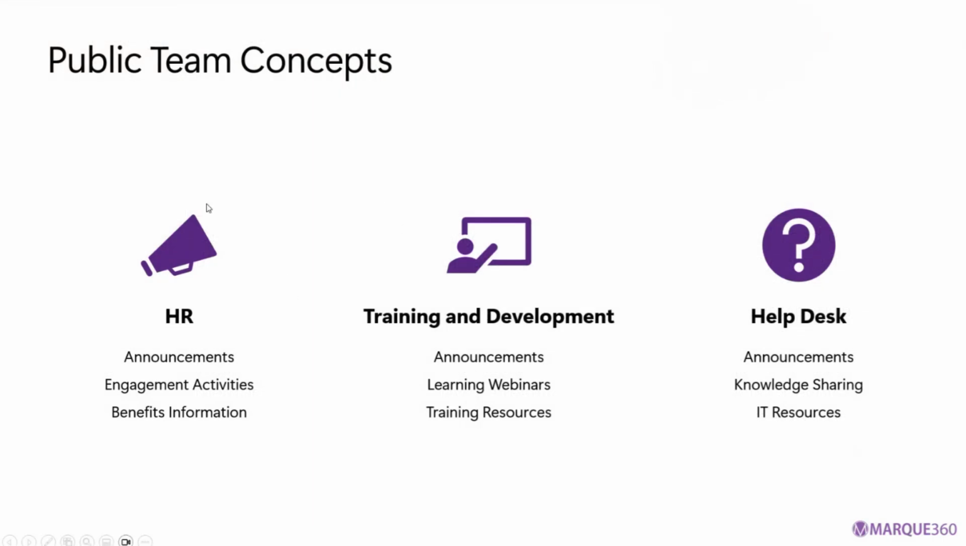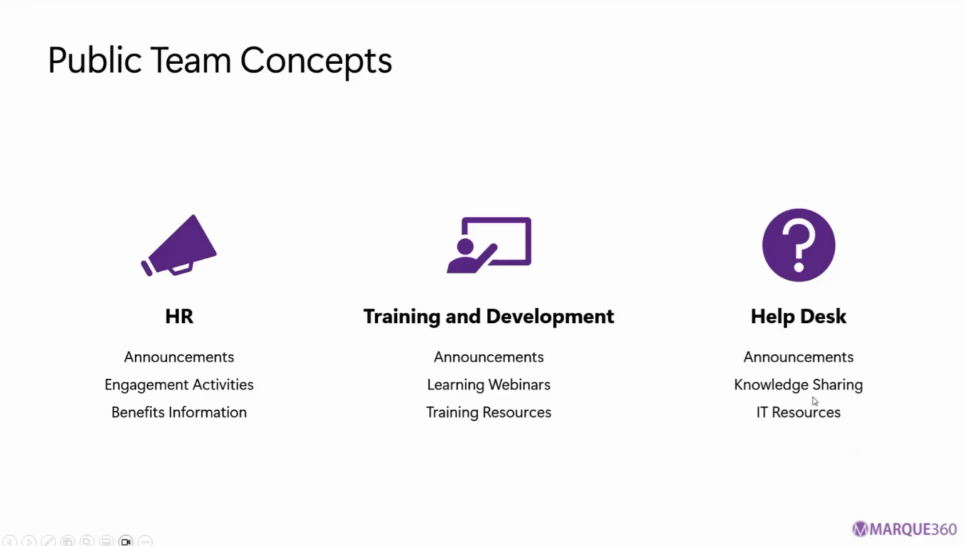So here, just high level, are some concepts. We could have a public HR team where they're posting announcements and sharing benefits information. So SharePoint, Teams, it's kind of like, what would the company culture support best. Training and development would make a really good public team site because they could announce upcoming workshops. They could host learning webinars, and they could also put in the team files all the different training resources, right? Quick reference guides, courseware, and what have you.